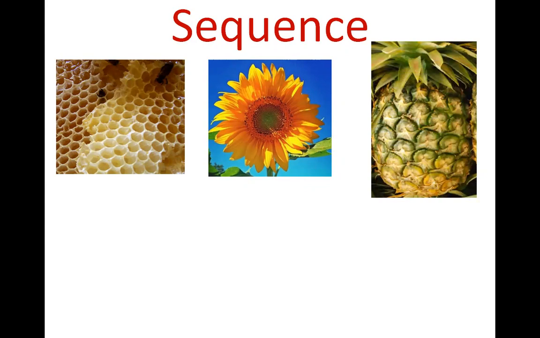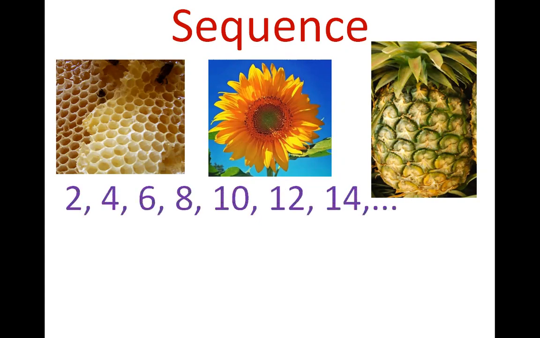Sequence is a list of numbers listed in a specific order with some specific rule. Let us see some examples. Here we are having a sequence starting with 2 and each term thereafter is 2 more than previous term. For first term, if you add 2, you will get second term 4 and the third term is obtained by adding 2 to second term, that is 4 plus 2, 6 and so on.